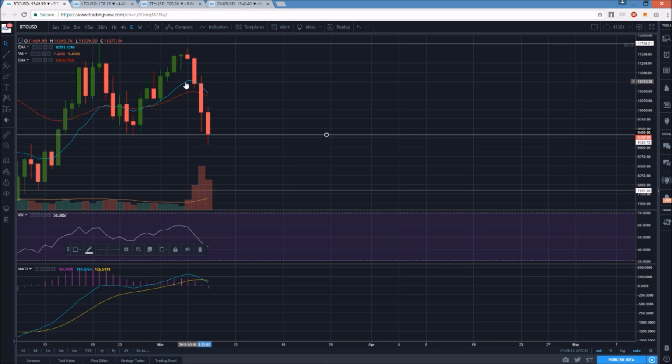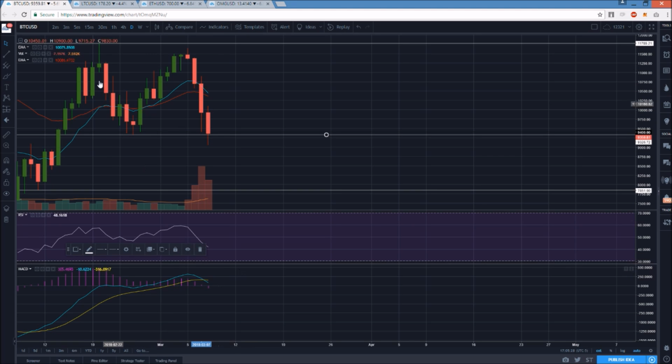So when we do begin bouncing and when we get those hourly exponential moving averages as support, we will be looking for a bounce on the daily, but we're going to be looking for a lower high on this bounce, and that's because of the lower high and lower low preceding the bounce. So that's where I stand.